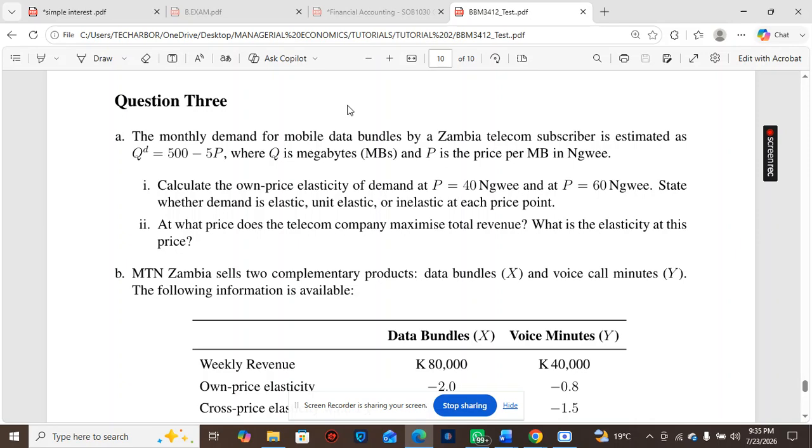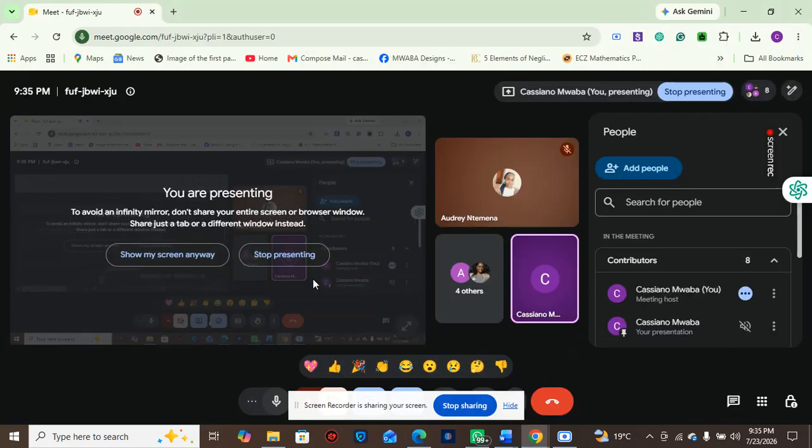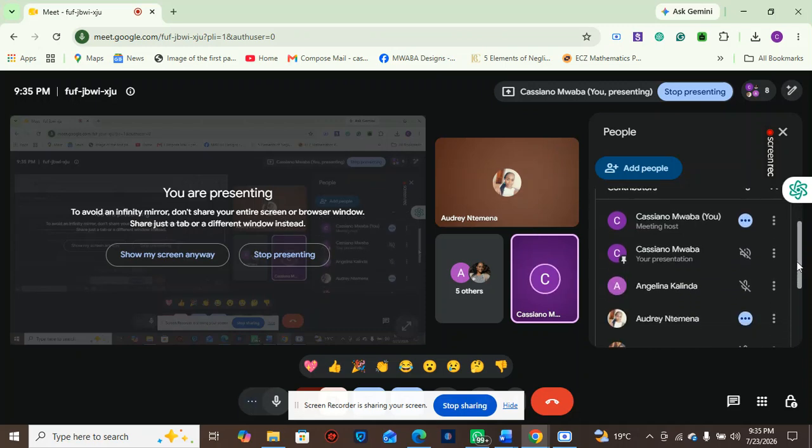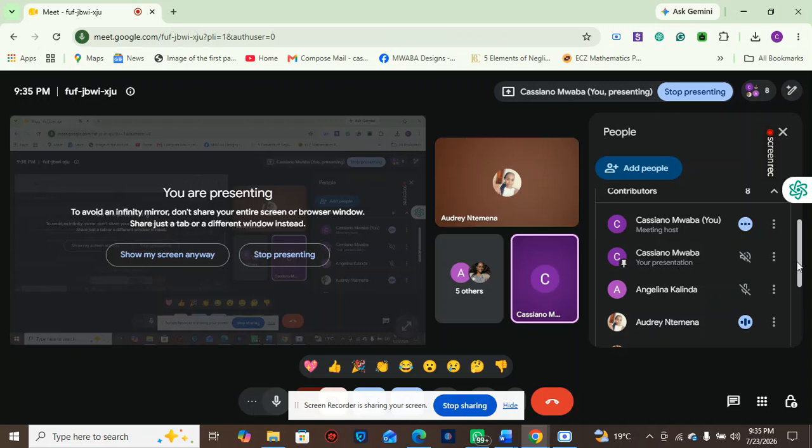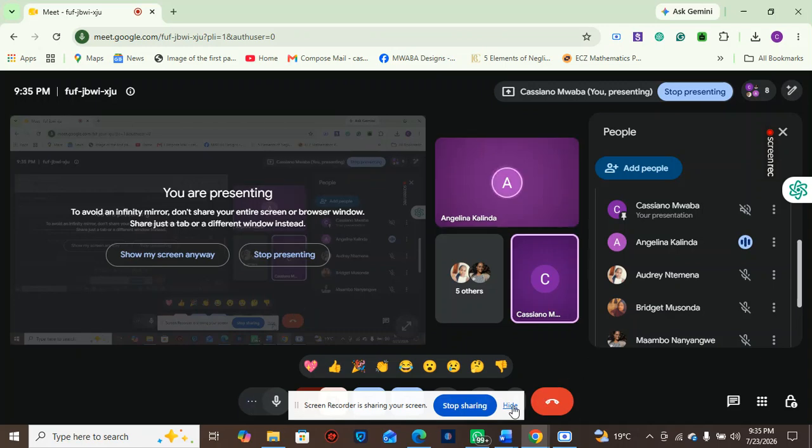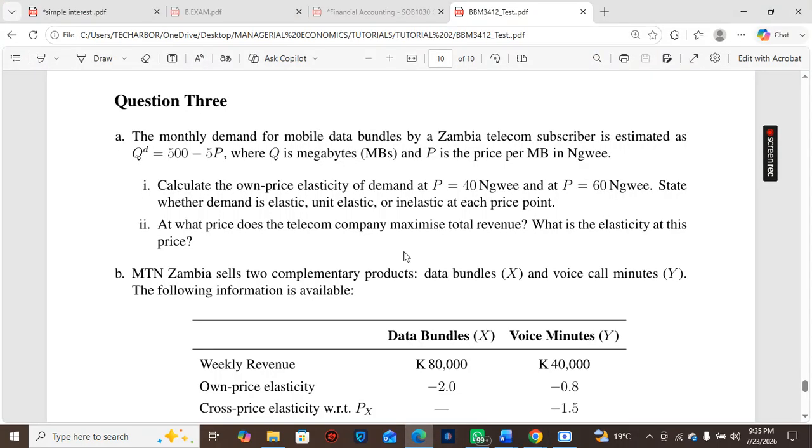So colleagues, do we remember what price elasticity of demand means? This is from microeconomics. Madam Audrey, do you remember what price elasticity of demand is? Let's start with you, Madam Audrey. Okay, Madam Angelina.